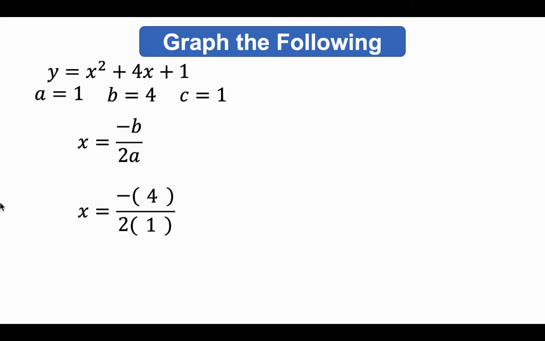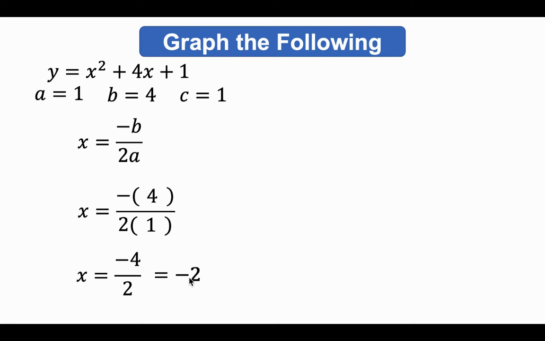Okay, so the top is -4, the bottom is 2 times 1 is 2, so -4 over 2, which becomes a -2. Now, what this just gave us is our line of symmetry. This is the line that goes straight up and down. It's going to go through -2.